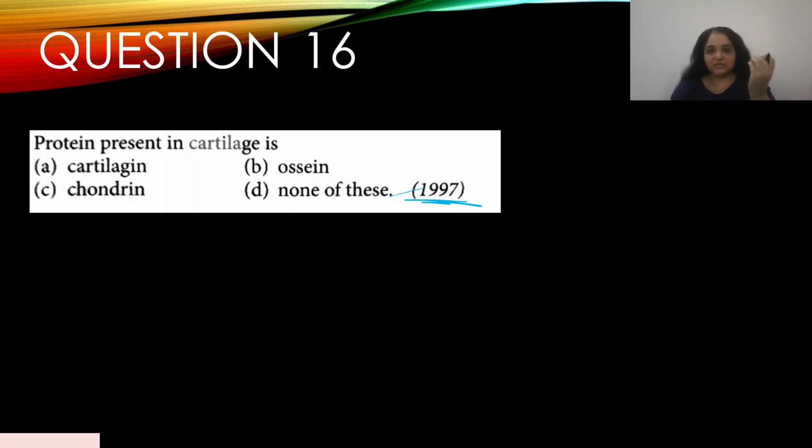So is it A cartilagen? B ossian? C chondrin? D none of these. Now chondrin is different from chondroitin. Chondrin is actually the ground substance. If you boil cartilage, you will get this bluish gel-like structure, which is called chondrin. But the ground substance that we know is actually proteoglycan. It is a mix of carbohydrate and protein, but chondrin doesn't really support the question, whether it's protein or not.